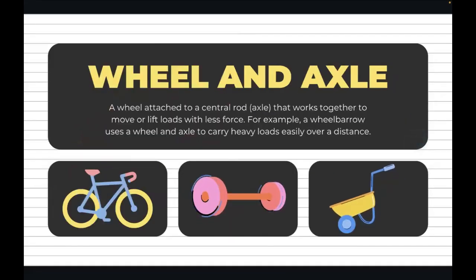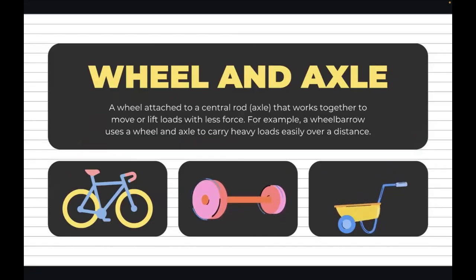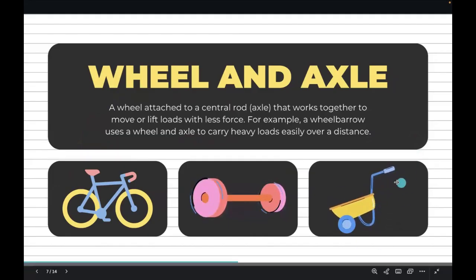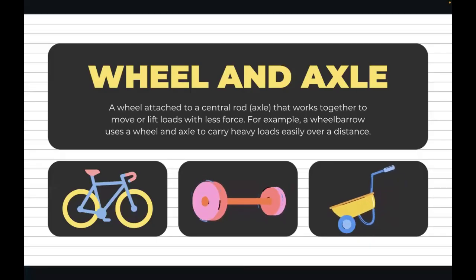And then there's wheel and axle. Wheel and axle is when a wheel is attached to a central rod, like this right here, that works together to move or lift loads with less force. For example, a wheelbarrow uses a wheel and axle to carry heavy loads easily over a distance. So for example, you guys see furniture with wheels before?